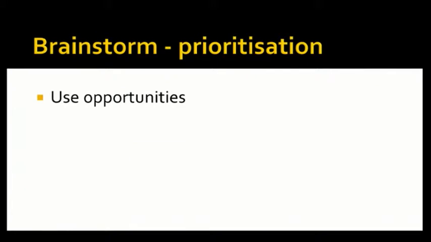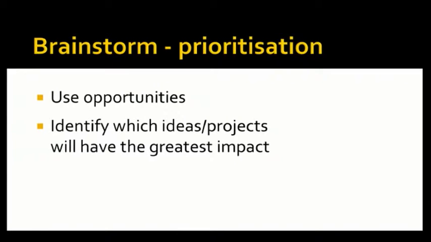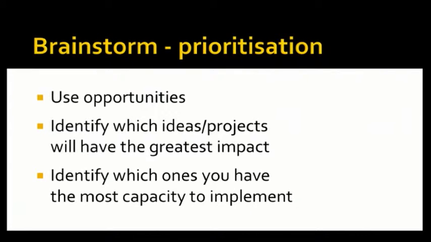So prioritisation, we're going to show you another tool now called a prioritisation grid. And this is where you take all the opportunities that you've come up with and identify which ideas and projects will have the greatest impact. So it's a very simple technique, and it's about looking at which ideas, which projects will have the greatest impact and you have the greatest capacity to do them, and then put them into a priority order. So we're going to go to a new flip chart now to demonstrate how that works.